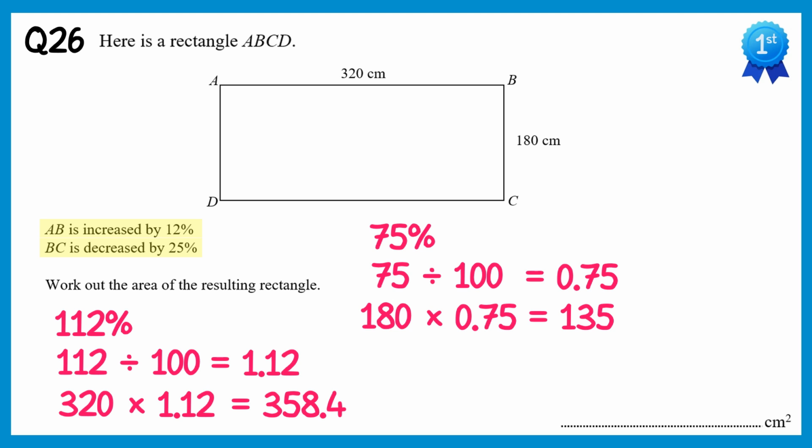So we've now found the new length for AB is 358.4 and the new length for BC is 135. We've been asked to find the area of this rectangle, so we just multiply those together. 358.4 times 135, which gives you the answer 48384.